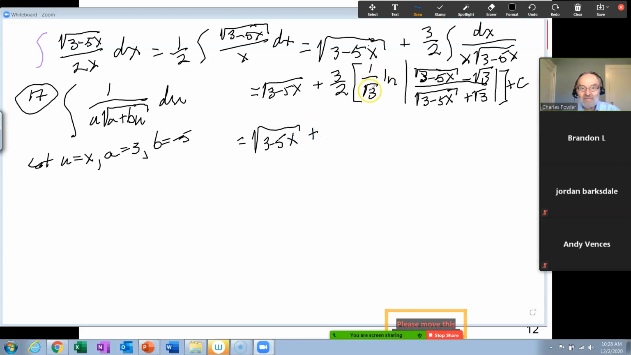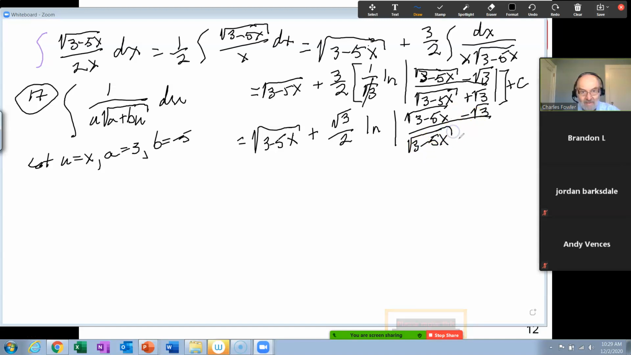Plus, now, this square root of 3 will go into that 3, the square root of 3 times. So it's square root of 3 over 2 times the natural log of the absolute value, and these you can't do much with, so just write them down. Square root of 3 minus 5x minus root 3 over the square root of 3 minus 5x plus the square root of 3, plus c.